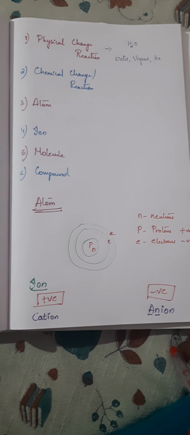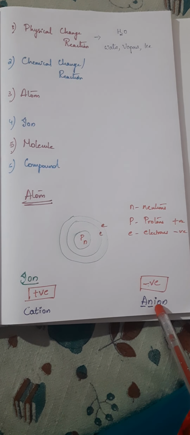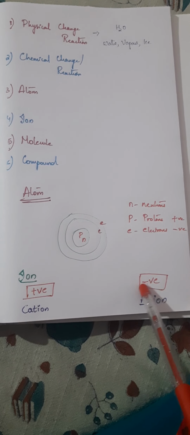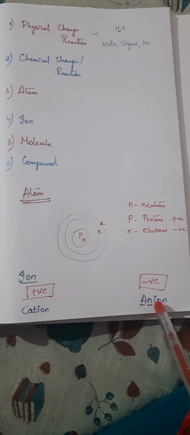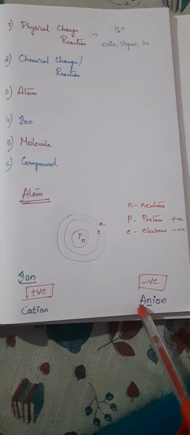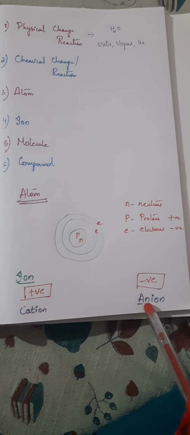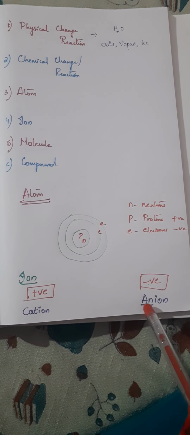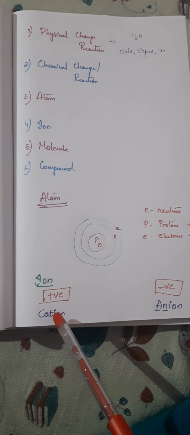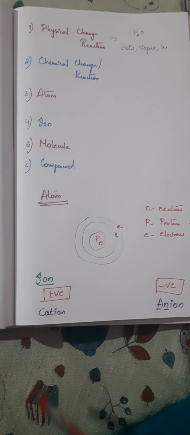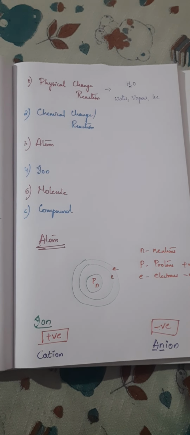So it is easy to remember if you get confused. It is not exactly that way, but I'm just telling you so that you can remember it easily. Anion: A for A negative, N for negative, a negative ion is anion. So anion means negatively charged ion. So what is the other one which is left? Cation. So that means cation is positively charged. You can remember it this way without getting confused.